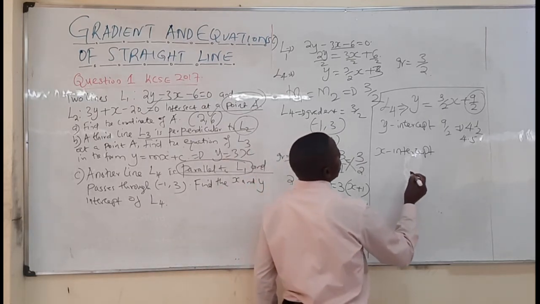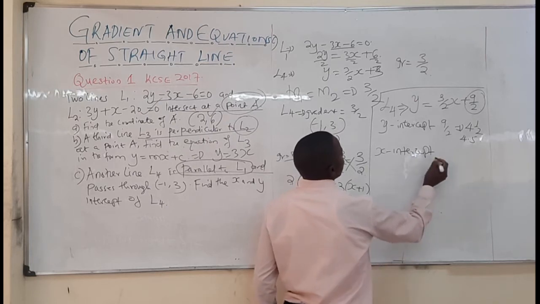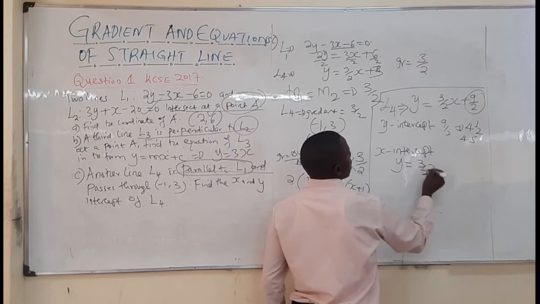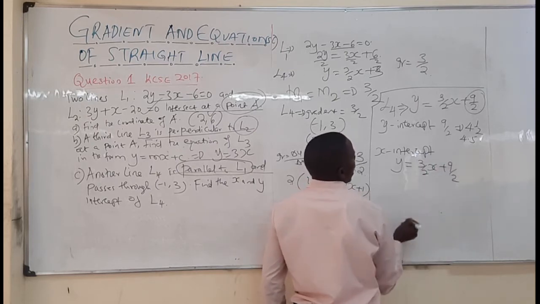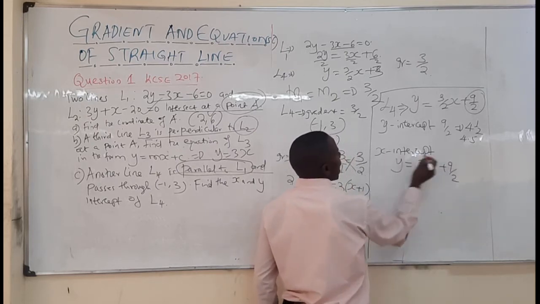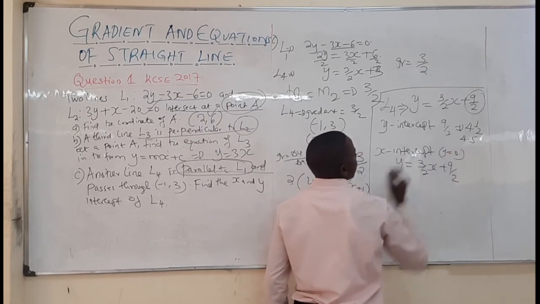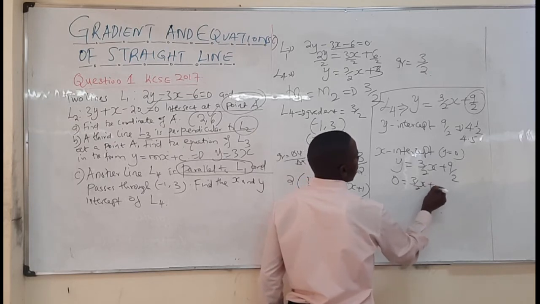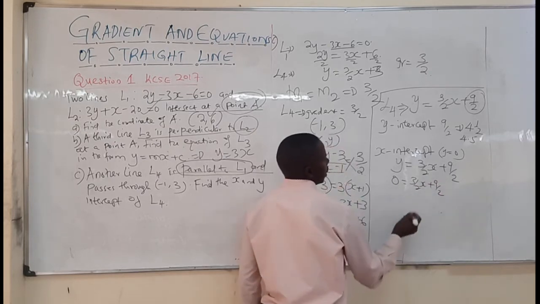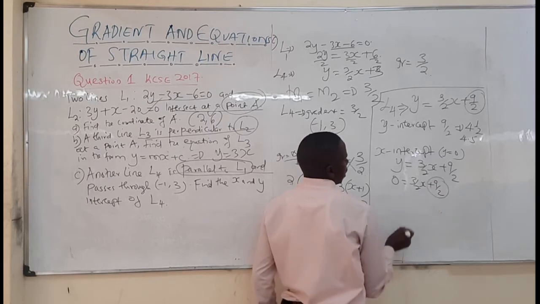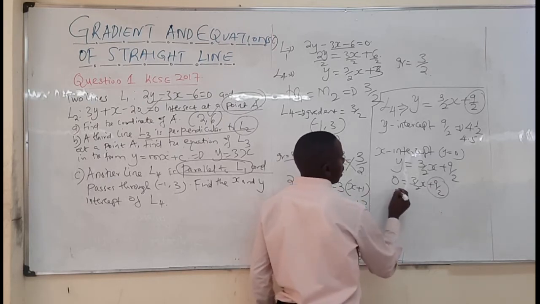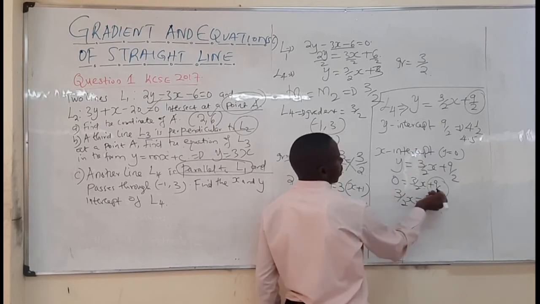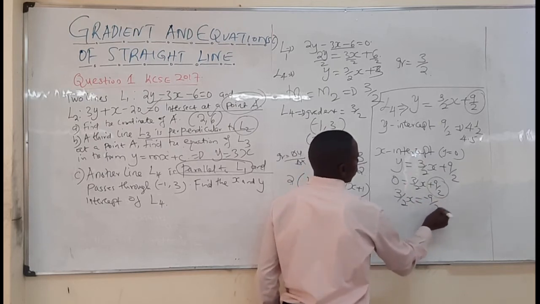So at that point, we know that the value of y is equal to 0. So we take the equation y is equal to 3 over 2 x plus 9 over 2, and at the x-intercept, y is 0. So we are going to have 0 is equal to 3 over 2 x plus 9 over 2. Then you can take 9 over 2 to the other side. So 3 over 2 x will be equal to minus 9 over 2.